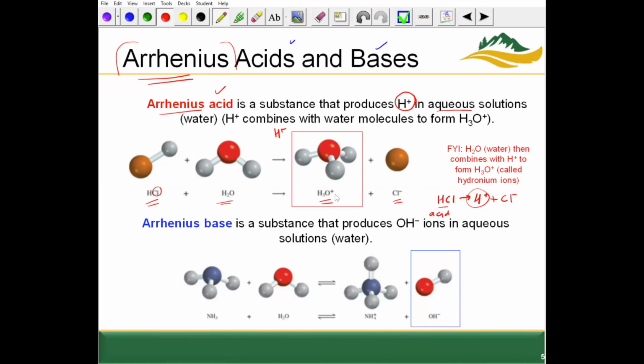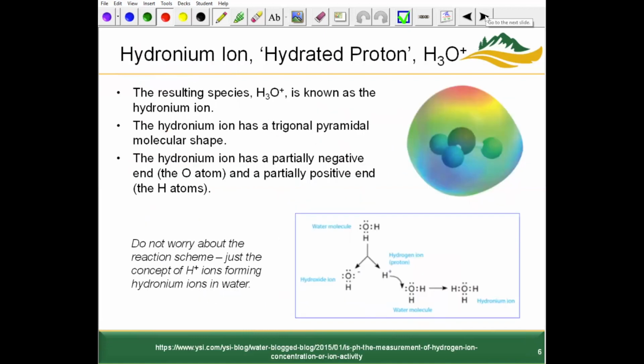But then why do we see this H3O+ then? Well, this is when an H+ ion dissociates from an acid. It's in the presence of a water molecule though, so H2O. So H+ from the acid combines with a water molecule to form these hydronium ions, or H3O+. Let me show you that again here on the slide.